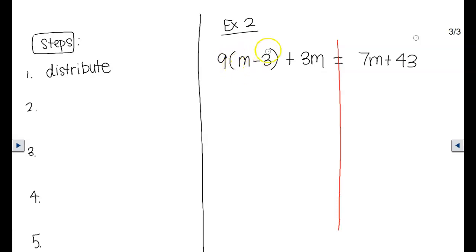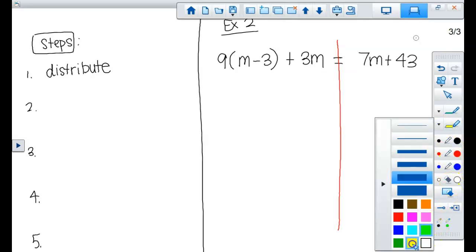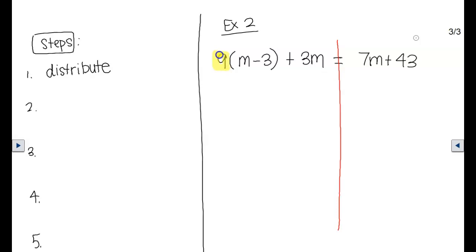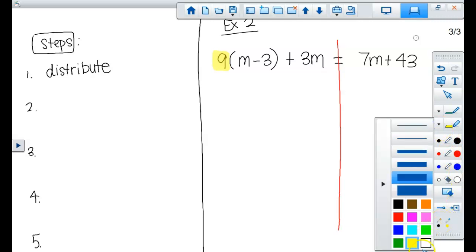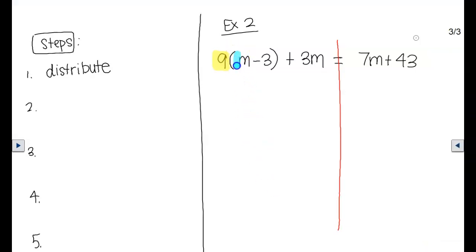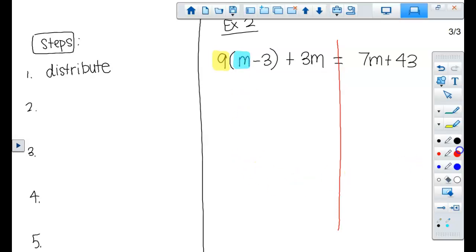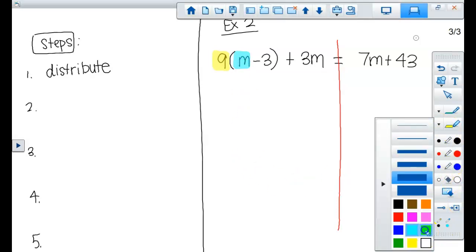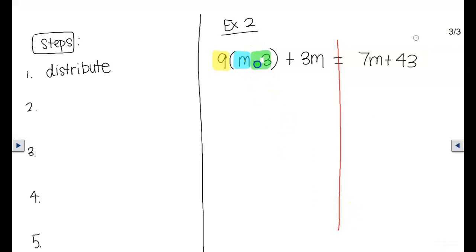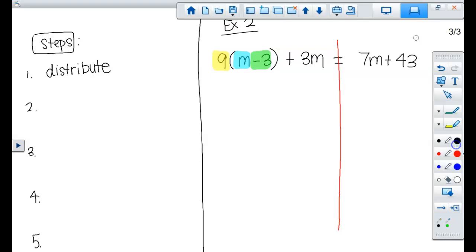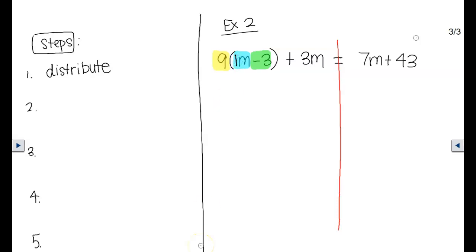We look over here and we see that we have this group m minus 3 being multiplied by 9. So remember how the distributive property works. It says that if you want to multiply a number like 9 times a group, you are going to multiply each member of that group by 9. Well, the members of my group are m and negative 3. Remember that minus sign in front of that 3 stays with him. Also remember that this m is the same thing as 1m, so you can put that invisible 1 in front of that. So I'm going to take this number 9 and multiply it by each member of this group.